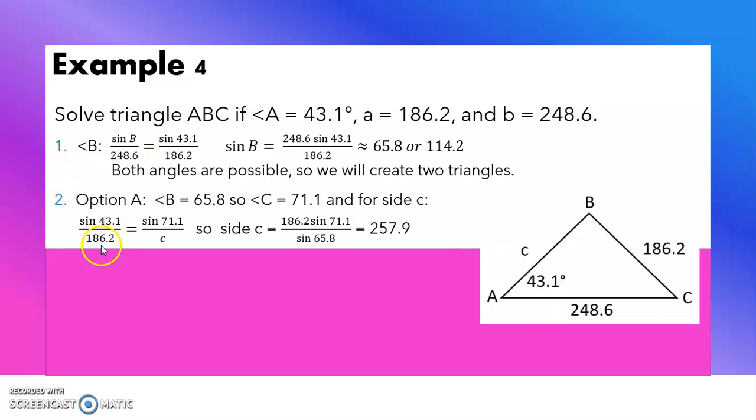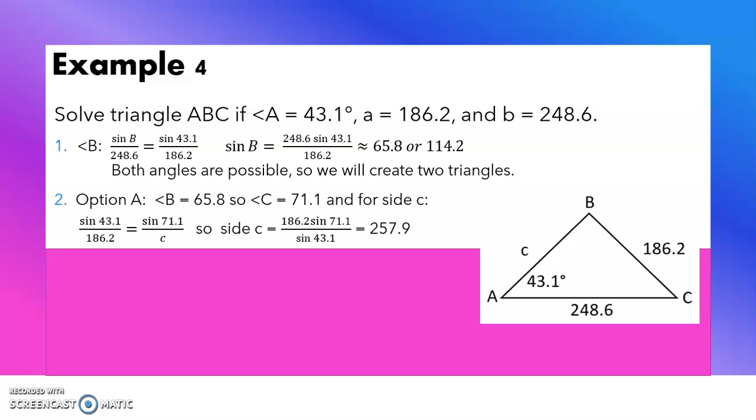Next, I used the law of sines to find side C. So I took that same fraction that I started with up here, sine 43.1 over 186.2, sine of 71.1 over C, and I solved for side C. I did 186.2 times the sine of 71.1 divided by the sine of 43.1. And that should come out to 257.9. So side C is 257.9.